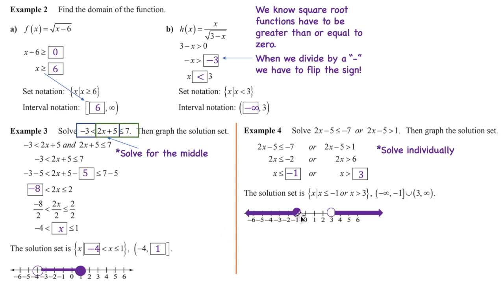All of our x values, including -1, will be less than. We're skipping this stuff in the middle. We'll start at 3, excluded, and then continue to infinity again.